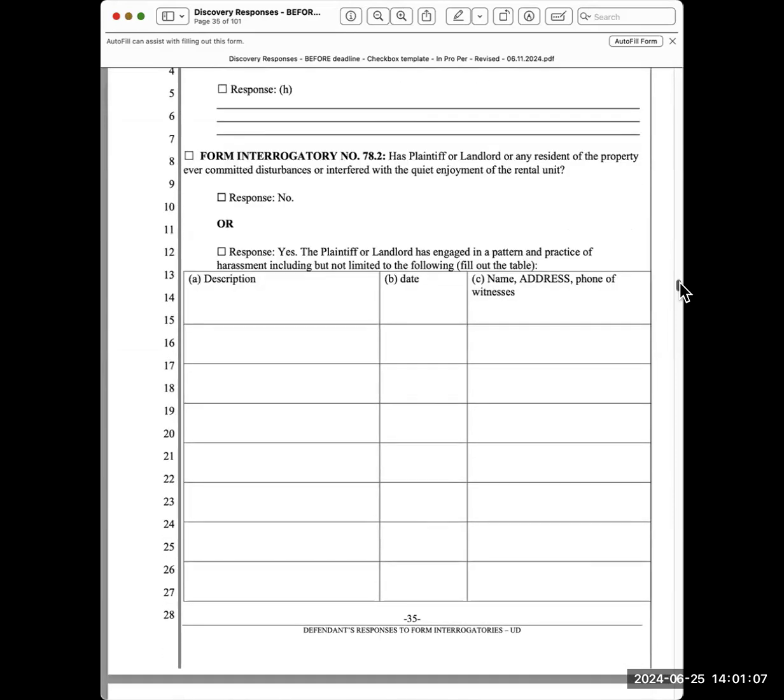78.2. Has the plaintiff or landlord or any resident of the property ever committed disturbances or interfered with the quiet enjoyment of the rental unit? This is about landlord harassment or resident of the property harassment or any other type of disturbance or interference with your quiet enjoyment of the rental unit.